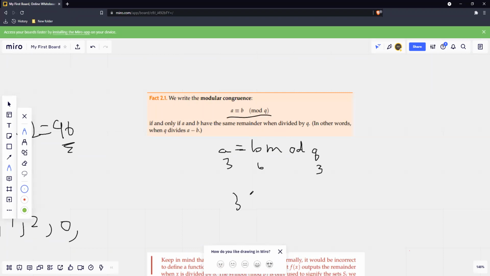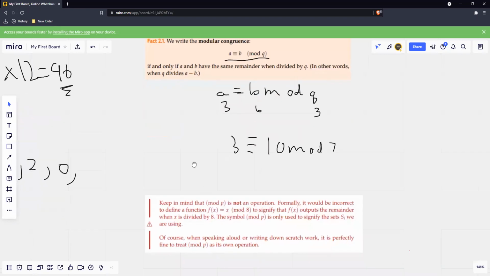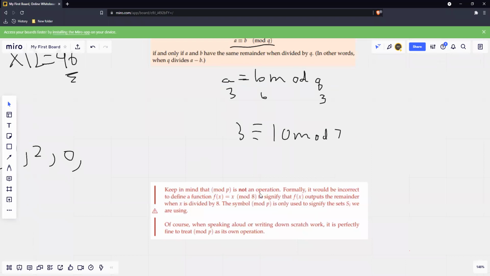So we can say that 3 is congruent to 10 mod 7, as -7 is congruent to 0 mod 7. And here's a warning. We need to know that mod p is not an operation. It won't make sense to define a function. This is algebraic, but it's still better to know this warning.